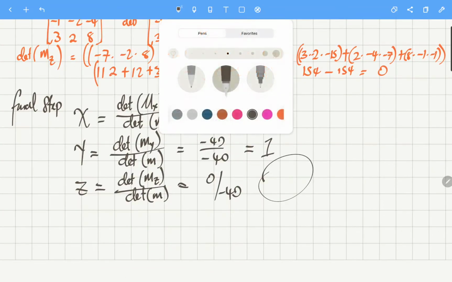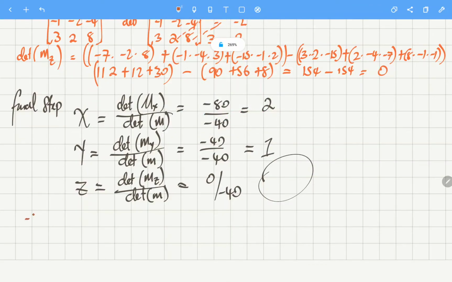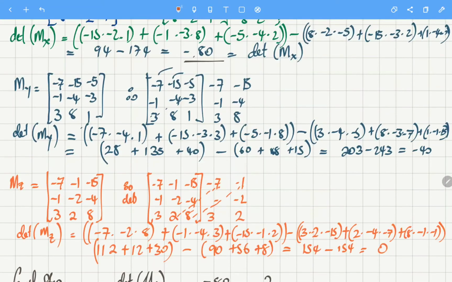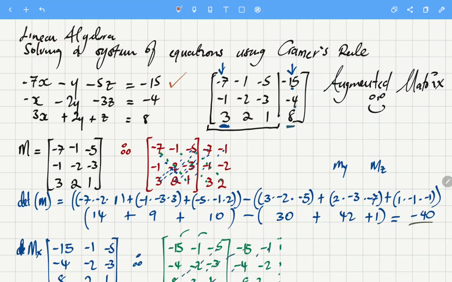So just to check that these values are correct, I'll do a quick check. So minus 7 times 2 minus 1, and since we know that z is 0, that's minus 14 minus 1, which is minus 15. Okay, and that indeed satisfies our equation, yeah?